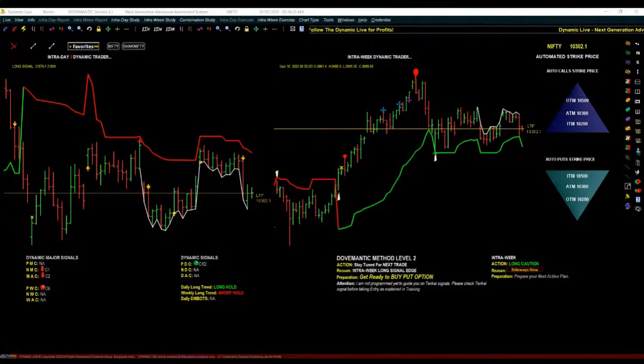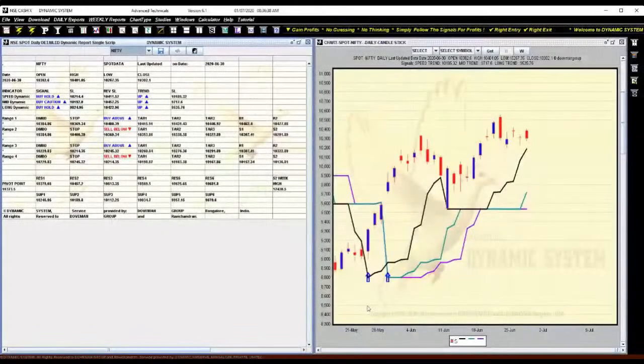Now let us check the same Nifty and Bank Nifty as per the dynamic system level 2 trading method, for all those people who plan to do positional trading. So here is Nifty. In this Nifty, as we know, we are still holding on to the long position; we have still not got an exit.